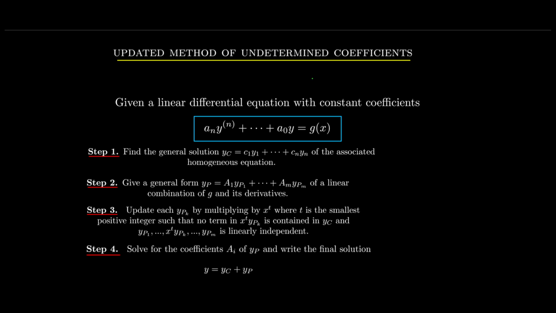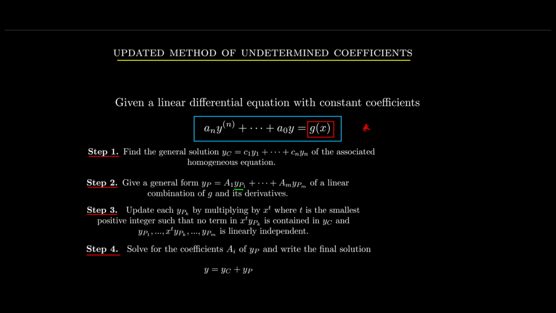So we start off with a general linear differential equation. The first thing that we're going to do is compute the general solution to the associated homogeneous equation, so to compute the complementary function. Okay, so once we have that, then we're going to, as usual, make a guess as to what is the general shape. So we're going to make a guess yp, which is supposed to represent a general linear combination of this function g and its derivatives. Okay, good. Then the issue that can happen earlier can appear here. We can have that certain terms here match.